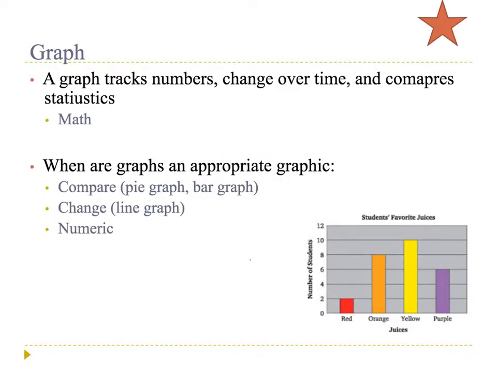A graph tracks numbers, change over time, and compares statistics. Think math when you think about graphs. So the difference between a chart and a graph, because these are the most commonly confused: a graph is more focused on numbers and change. It tracks change over time. It also compares and contrasts. So those three things are when you should use a graph versus a chart.